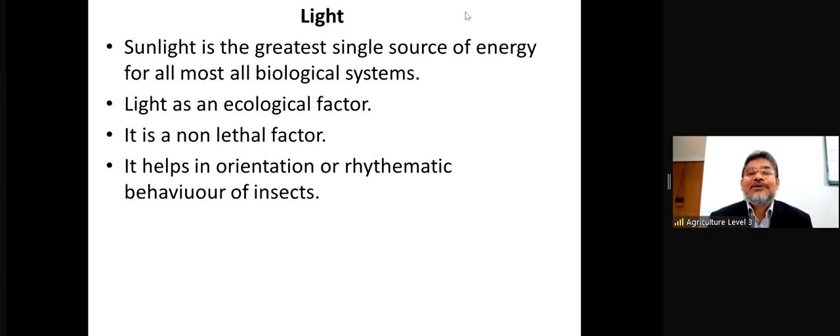But it helps orientation and rhythmic behavior of insects. We are mainly concentrating on the life parameters of insects. So we can see the influence of light in our life, in many other organisms' life, but we are not going to talk about that. Our subject is entomology. So how does light influence the life of insects? We need to know that.